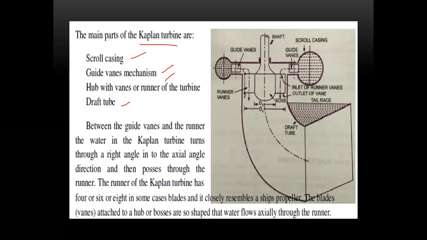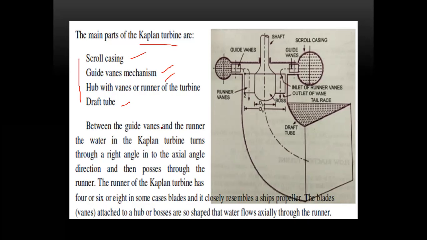So see here, the shaft is in this vertical direction, the movement is like this. Here the guiding vanes are moving, the guiding vanes are here. There is a water reservoir, the scroll casing, right? The guide vanes, the scroll casing, this is a tail race. So these are the main components of the Kaplan turbine.